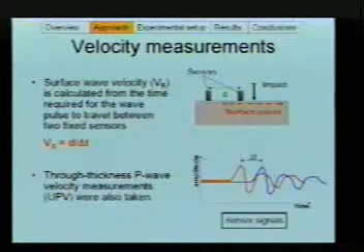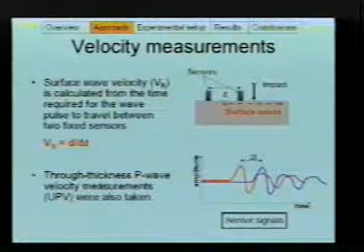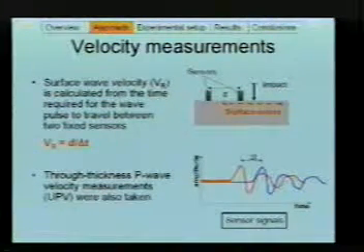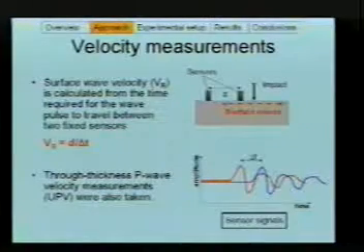We also used UPV to correlate with our data because UPV is so widely used in the field, again, as was previously explained in another presentation earlier this morning.